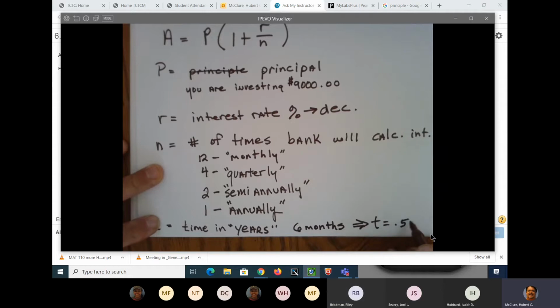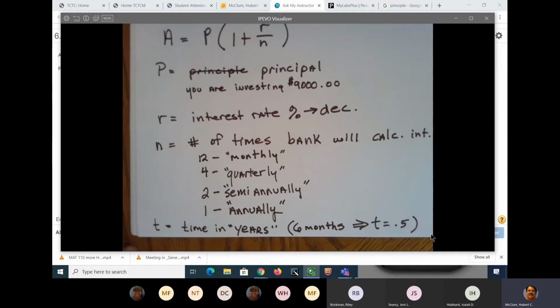Okay, so if I gave you 6 months in a question, you would say T is equal to 0.5. Now that's very important that you understand that, because there will be a question in your future, whether it's on a standardized test or on my test, where they say 6 months, or 3 months. 3 months would be 0.25. So if they give you months, you put it over 12, and that will give you a decimal for your T. A lot of people don't realize that.